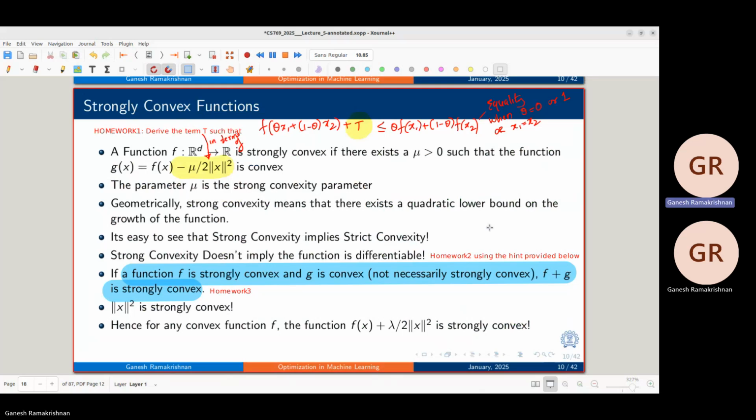Now using the same hint, basically using the same definition, the T component derived, you can show that if a function f is strongly convex and g is just convex, then if you add them together, you'll still get strong convexity, which is very nice. So strong convexity, you just need to introduce once. We'll see that the regularizer brings strong convexity. The moment you get strong convexity, even through one term, it remains in the additive form. That's an advantage.